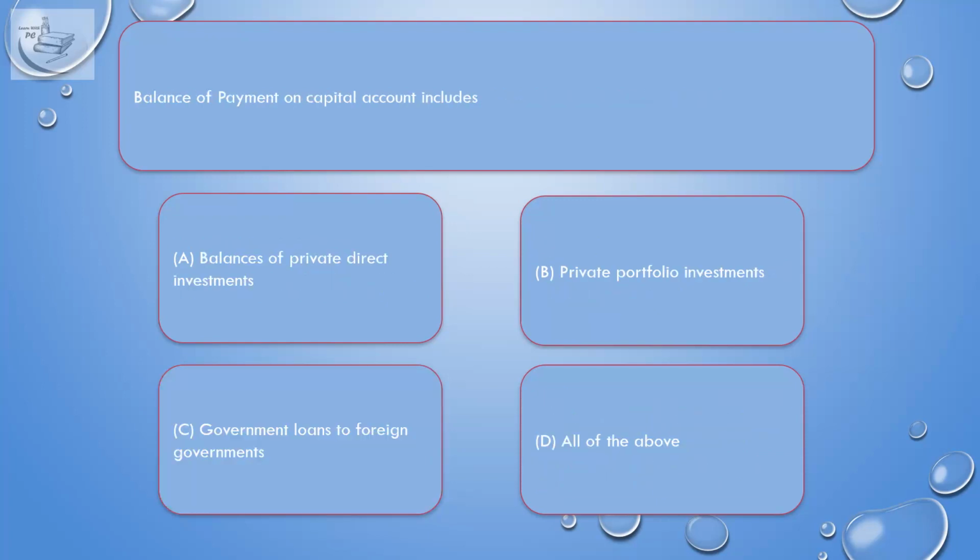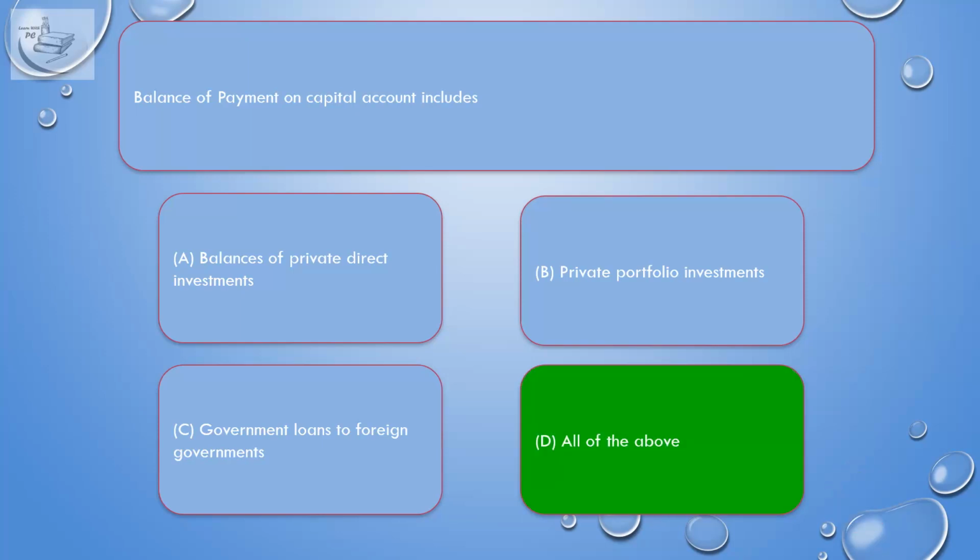Question: balance of payment on capital account includes A. Balances of private direct investments. B. Private portfolio investments. C. Government loans to foreign governments. D. All of the above. Correct answer is D. All of the above.